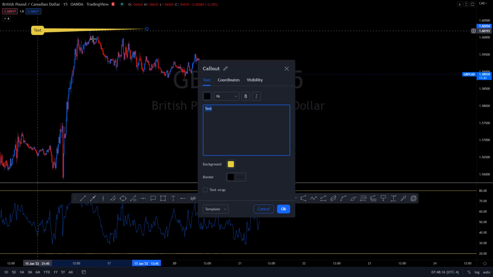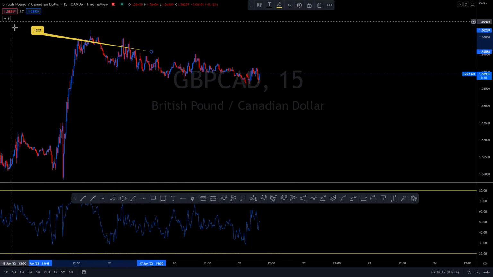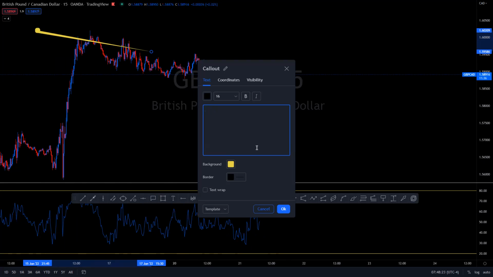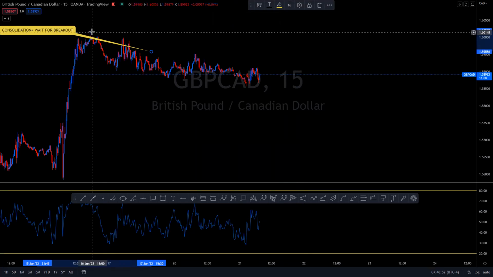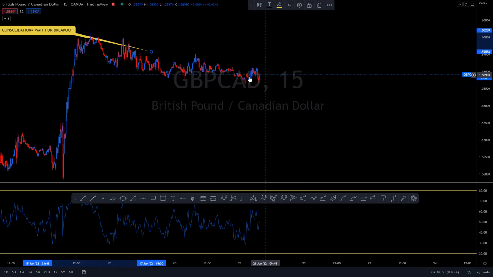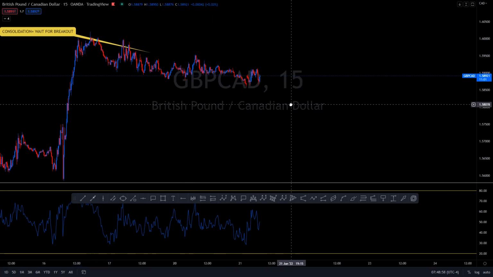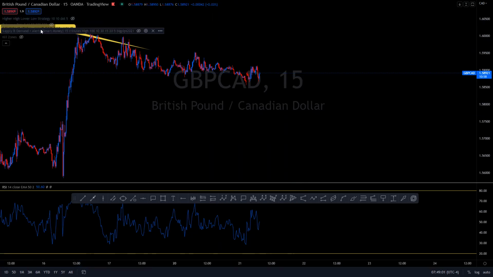So I'm going to kind of point down to here. Say, market consolidation. So that's going to equal, say, breakout, an official breakout. That's what we're going to want to wait for. So now that I'm going to be waiting for a breakout, because even though price looks like it's kind of trending in the downward motion, it's still consolidation.